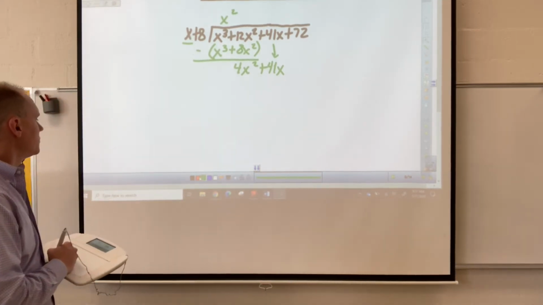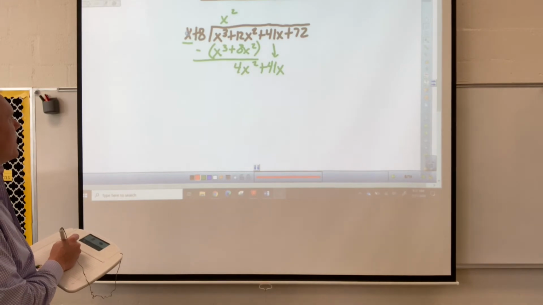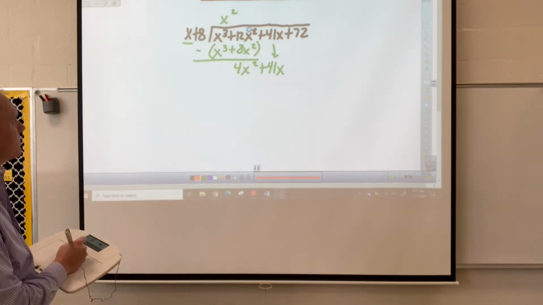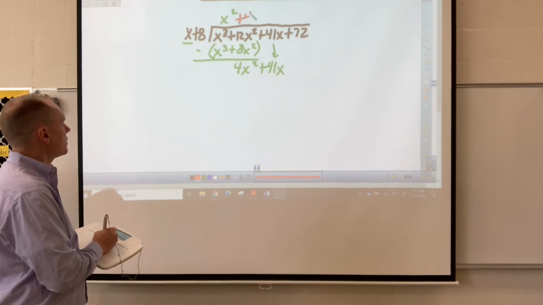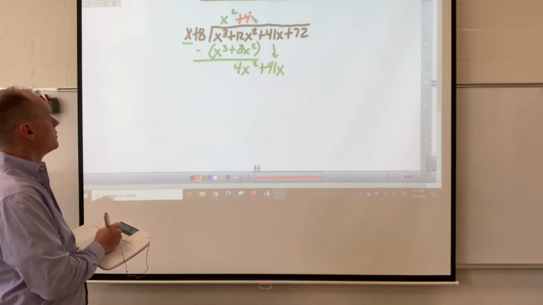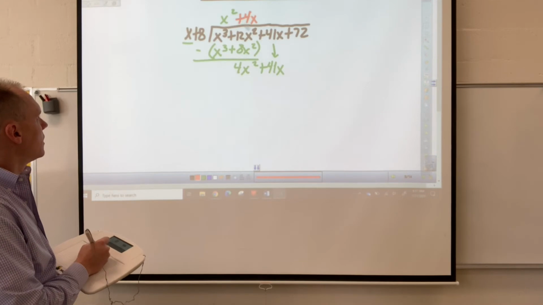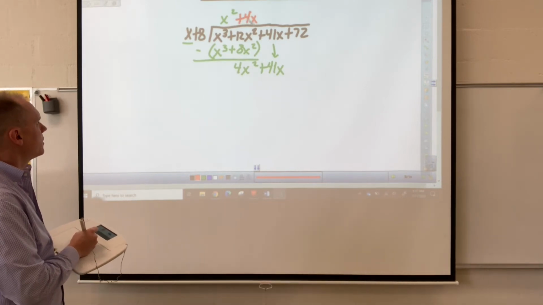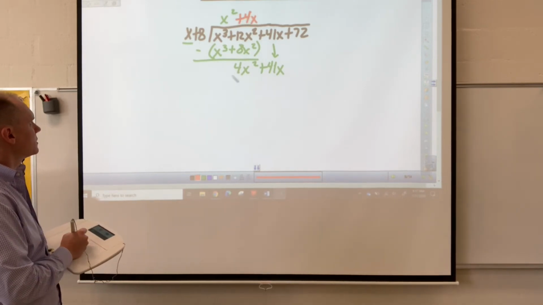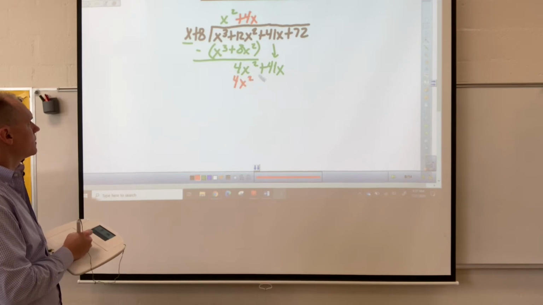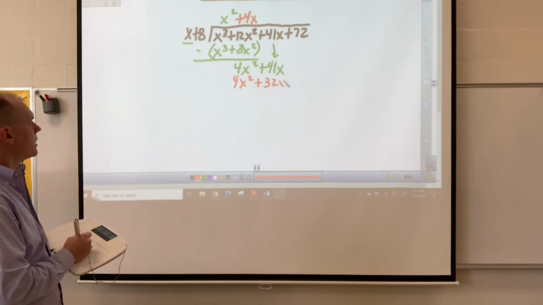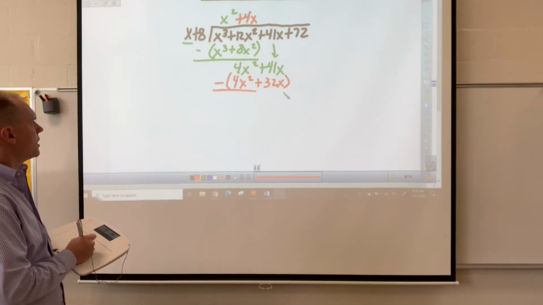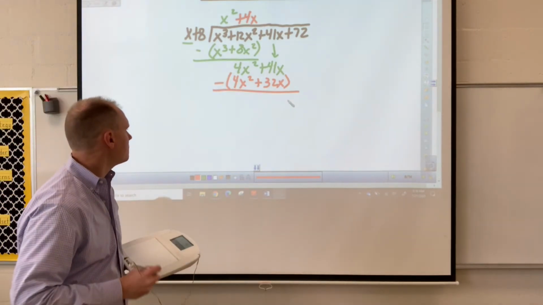I'll just do this process in red. X times what is 4x squared? X times 4x, 4x times x would be 4x squared, right? Then 4x times 8 would be 32x. Don't forget to subtract. Okay?